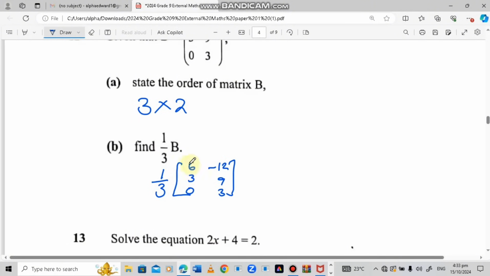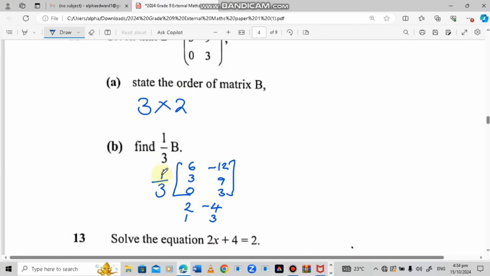Okay. So 1 over 3 times 6. It's like you are saying 6 because this 6 will come here on top. So it's like you are saying 6 divided by 3. You are going to have 2. Then this is going to come on top here. It's like you are saying negative 12 divided by 3, which is negative 4. Then this 3 is same as it's coming there. So it's same as 3 over 3, which is 1. Then this 9 is same as it's coming there. So 9 divided by 3 is 3.